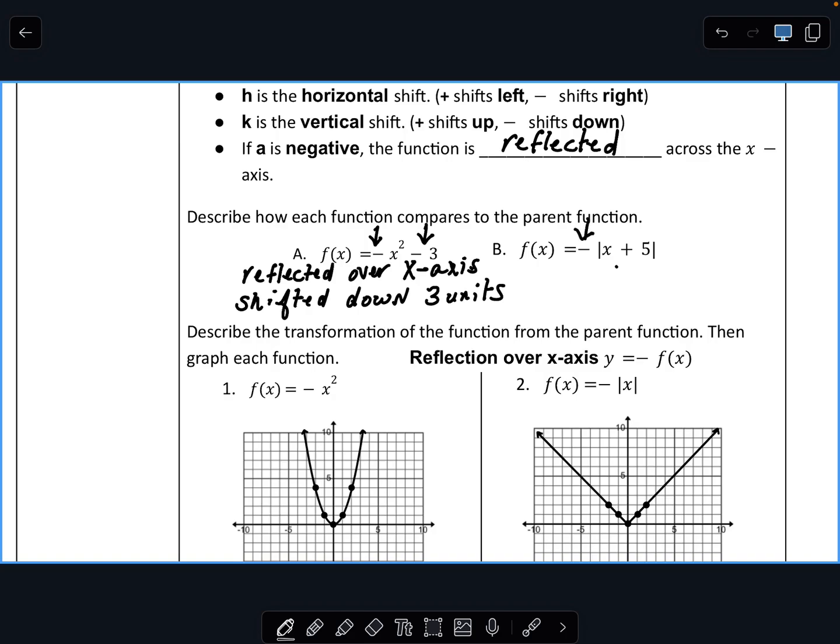All right, so let's look here. Again, our A is negative, and now we have a plus 5. But if you look at it, it's inside these absolute value symbols. So that's our H. So we know that it is reflected over the x-axis, okay? And because it's a positive 5, we know it has shifted 5 to the left. Five units, okay?